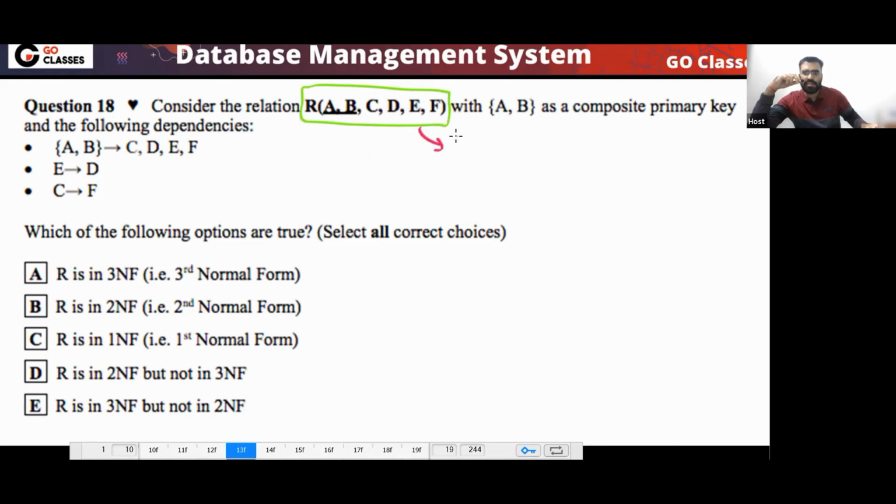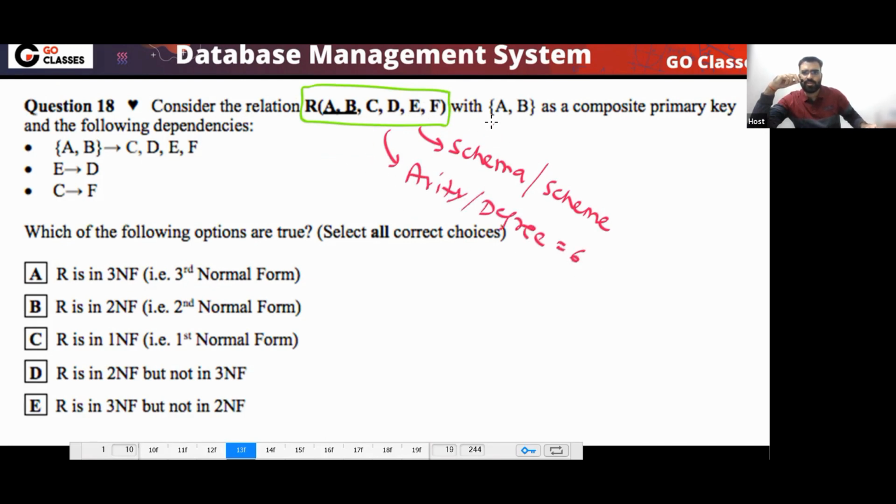And what is the arity of this relation? This is called relation schema, or you can call it scheme. And what is the arity for this relation? The arity, or you can say degree, of this relation is basically 6.